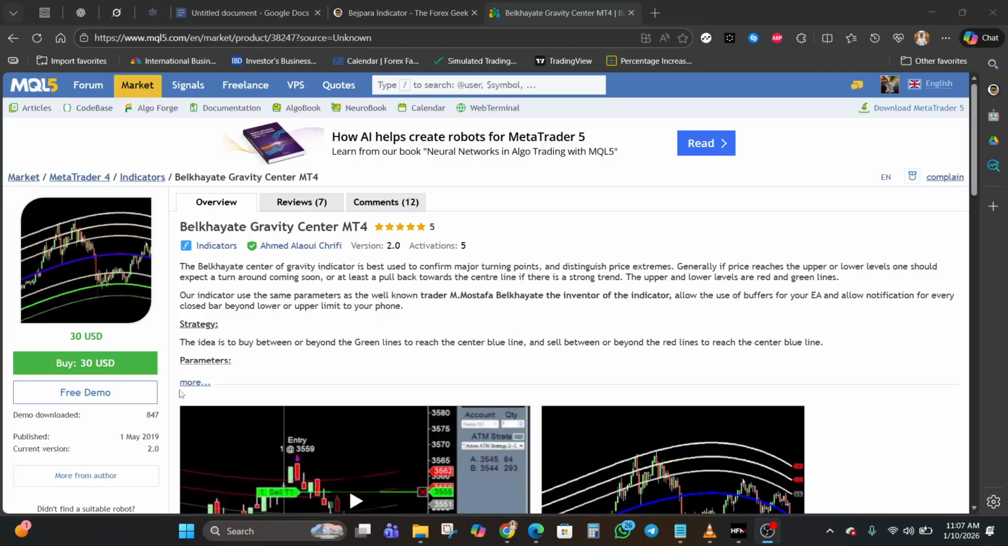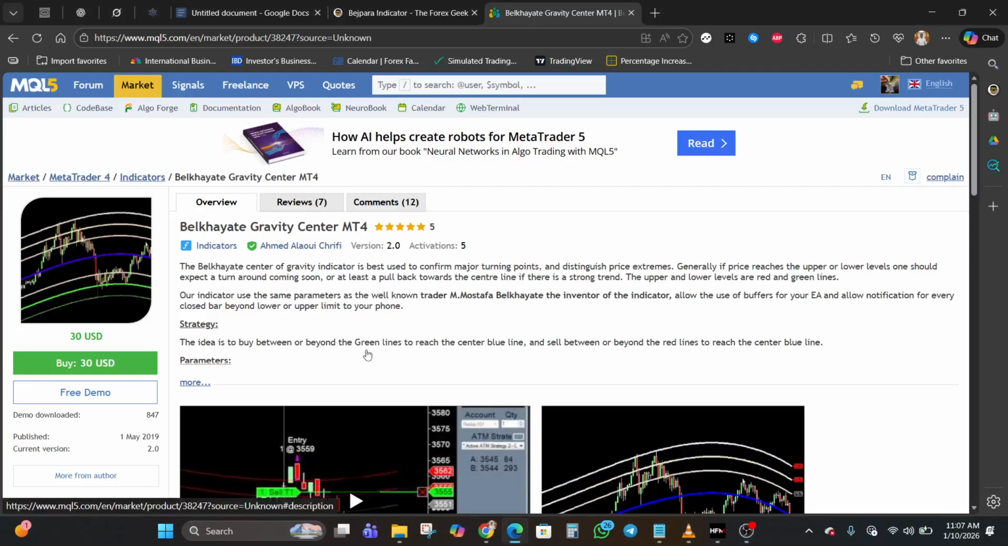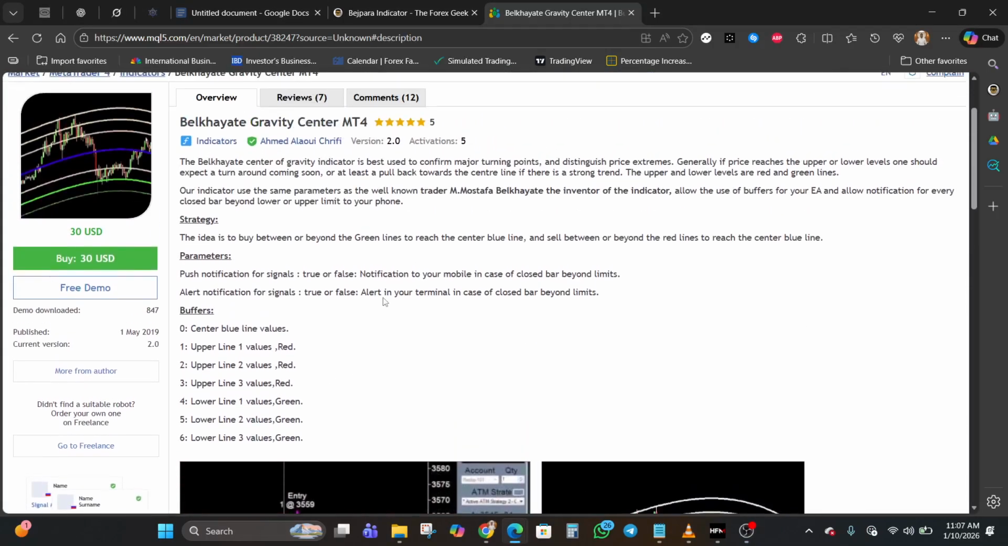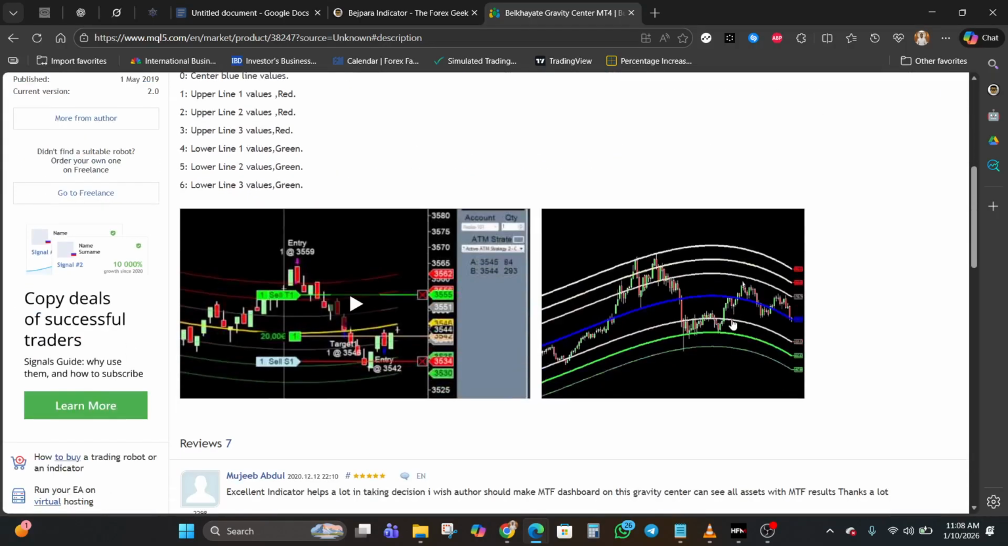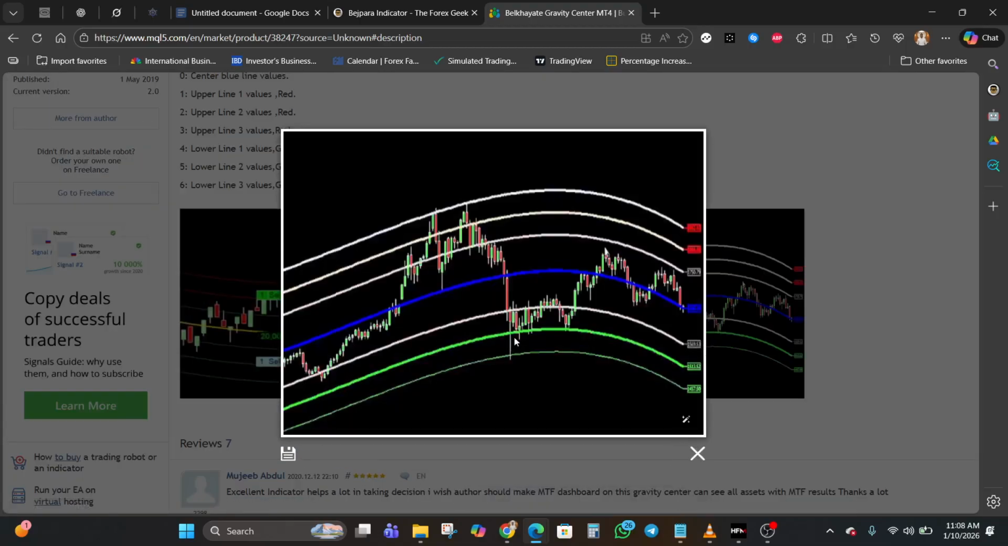So now this indicator is basically for confirming major turning points, as we can see here, and distinguishes price extremes. Generally, if price reaches the upper or lower levels, price is expected to reverse. For example, this is how the indicator looks. So when price reaches the extreme top, the extreme band, it is expected to reverse.